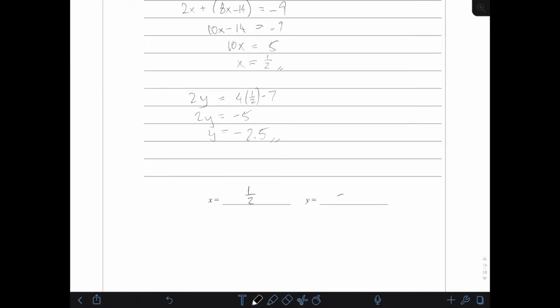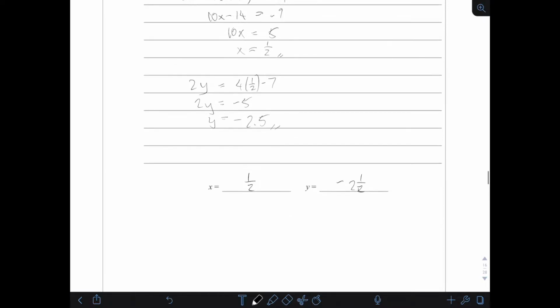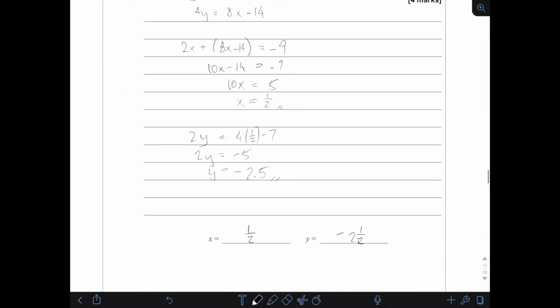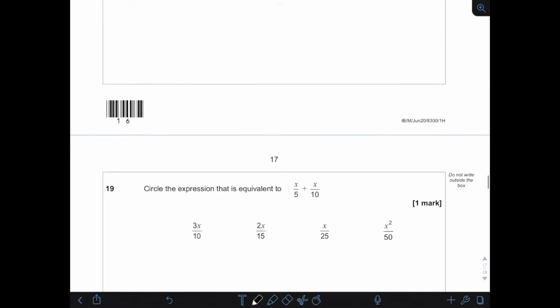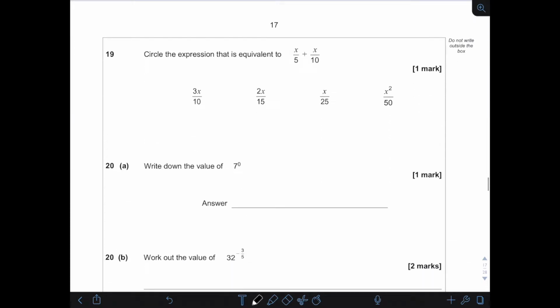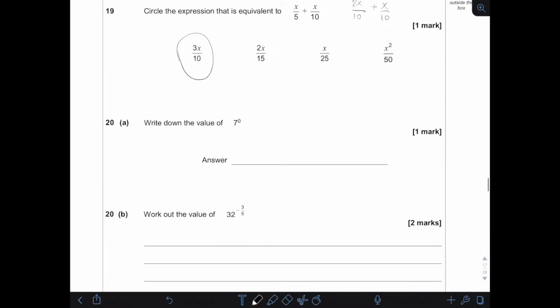And this is higher paper, you should be able to do this. 2.5, yeah. It doesn't matter whether you do it in fractions or in decimals, they're the same thing really. So they get marked the same. So the expression that is equivalent to x on 5 plus x on 10. So first find a common denominator, which is 10, and that is 2x plus x on 10, which gives you 3x on 10. That's easy.